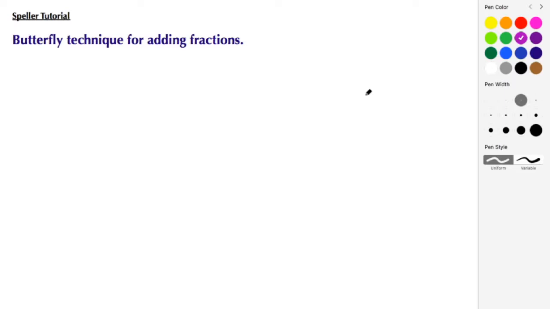Spell Tutorial Services. In today's video, we're going to learn about the butterfly technique, and we're going to use this technique to add fractions. Let's start with our first example, which is going to be 2/3 plus 1/4.